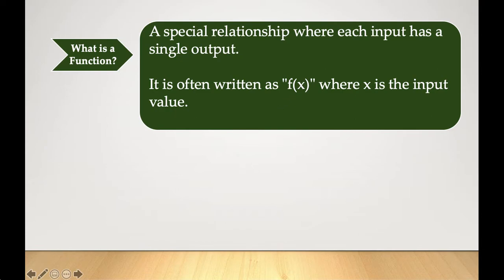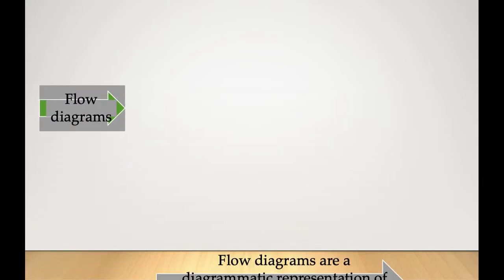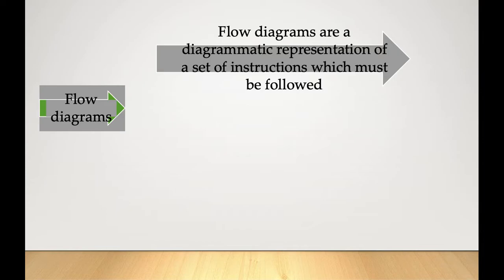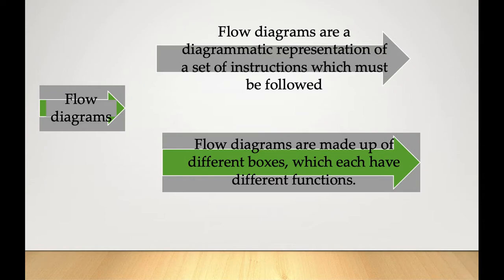Now students, functions can be illustrated by a flow diagram, which we also discussed in the last class. So what is a flow diagram? It's a diagrammatic representation of a set of instructions which has to be followed. Flow diagrams are made up of different boxes, and each box has a different function. That is, functions consist of simpler functions, and that is illustrated by a flow diagram.